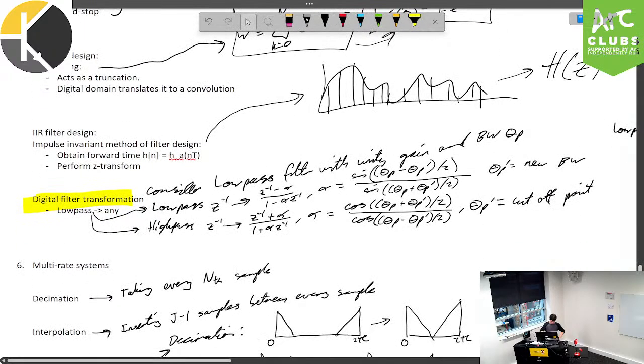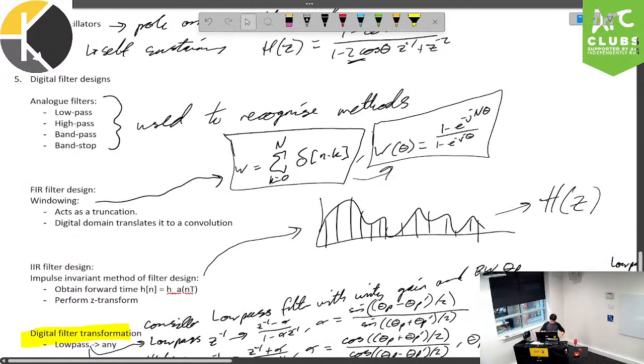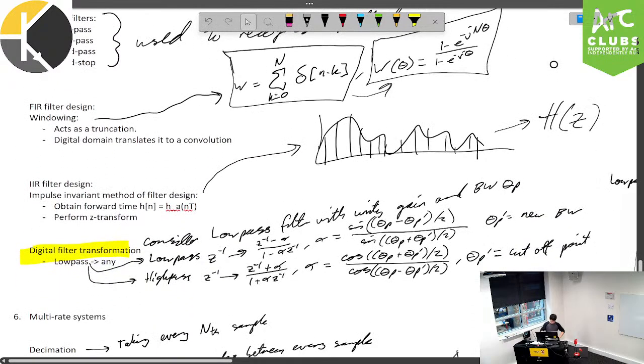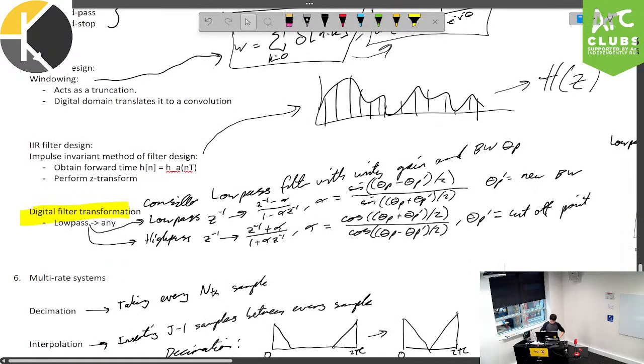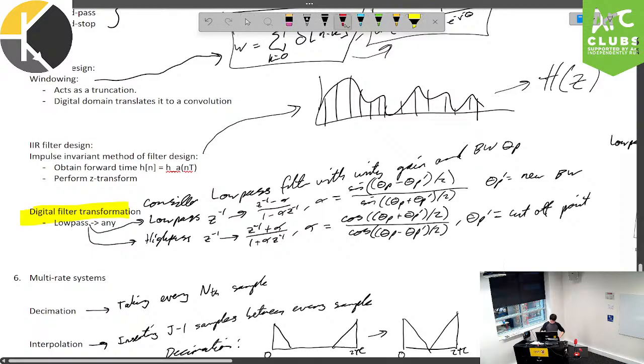All right. Digital filter transformation. We mentioned before, we don't really need to look at the analog filter stuff in too much depth. It's more of an analog to our digital. And so we'll just look at how we can transform some manner of low-pass filter, more namely a low-pass filter with a unity gain and a bandwidth of theta p, which I'll just underline.